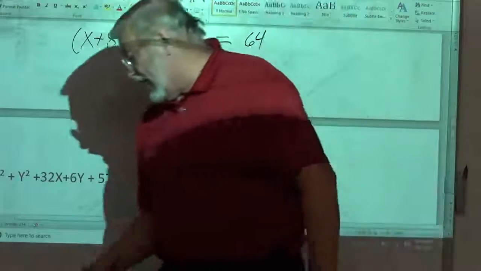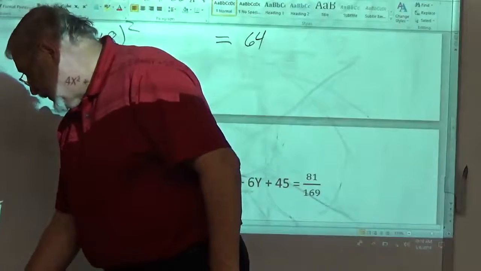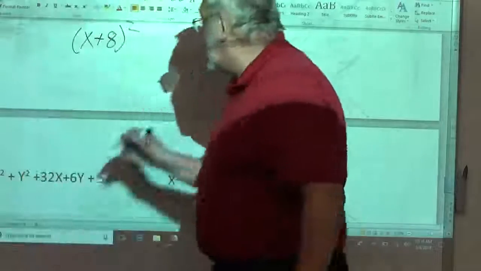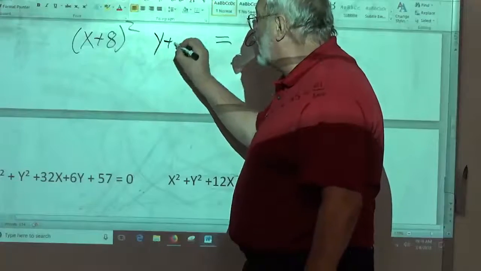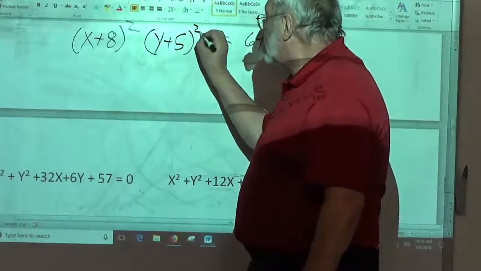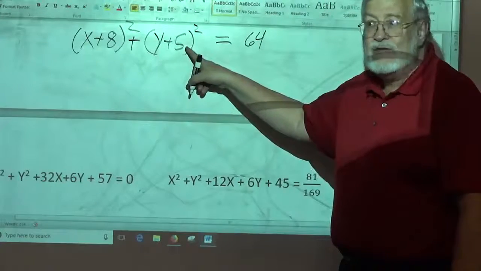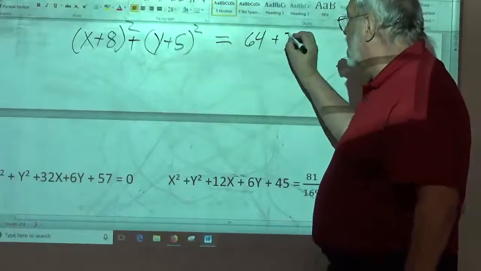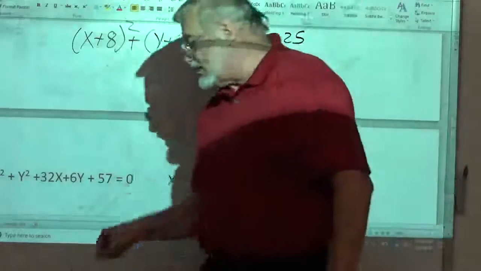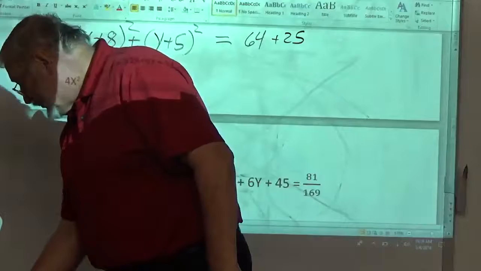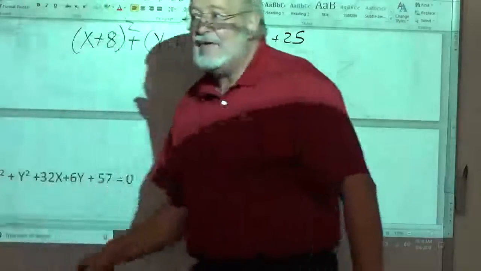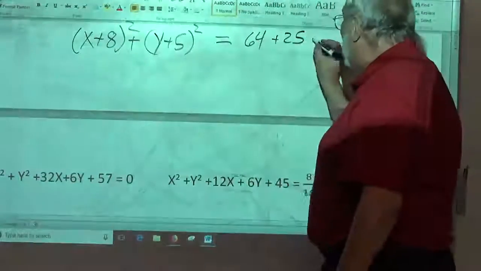Now, what about the y? The y is plus 10, so that's going to be y plus 5 quantity squared. All right, and therefore my third term that I've added is plus 25. Now, what's the constant that's in problem 4? It's a minus 11. So if it's minus 11, I add 11.